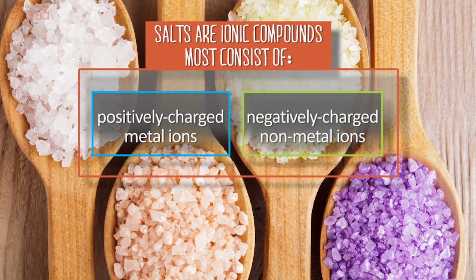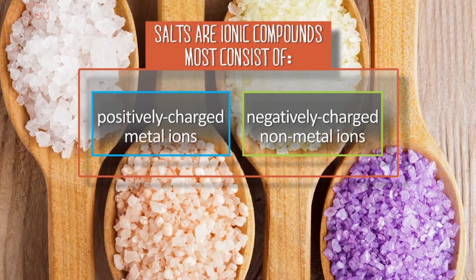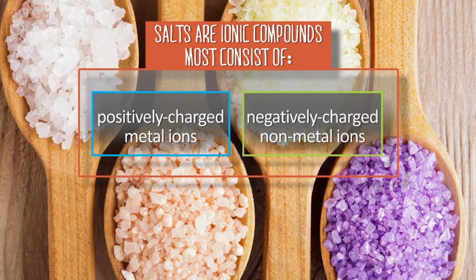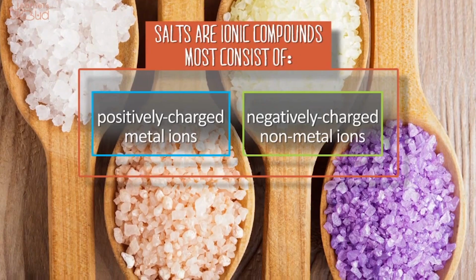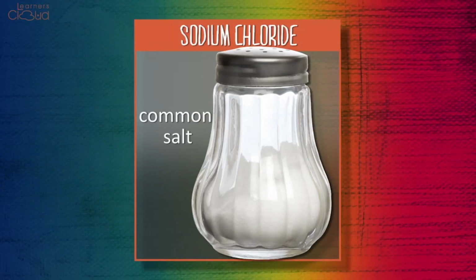A salt is an ionic compound. Most salts consist of positively charged metal ions and negatively charged non-metal ions. Sodium chloride is only one example of a salt. It's properly referred to as common salt.